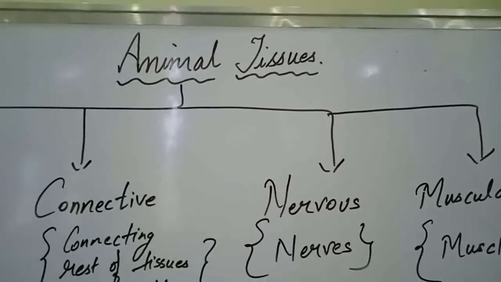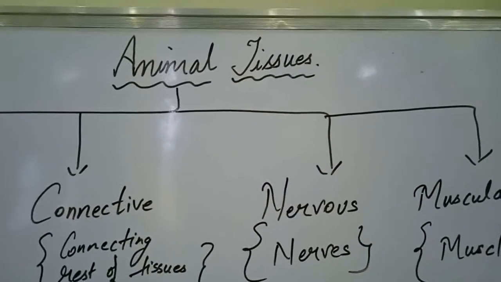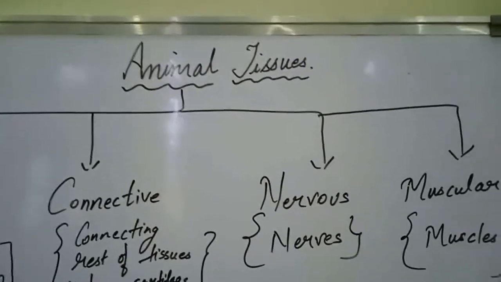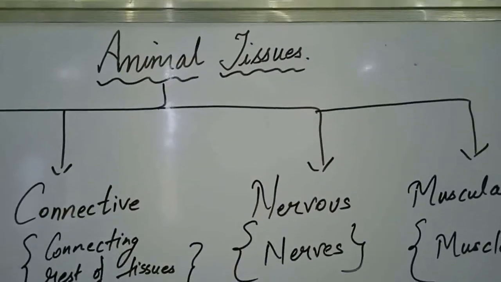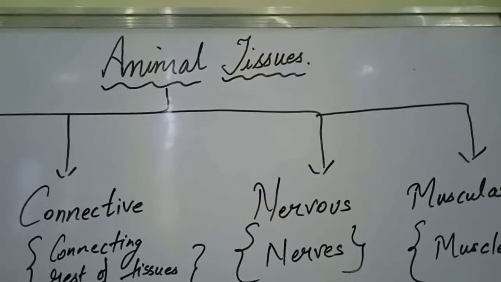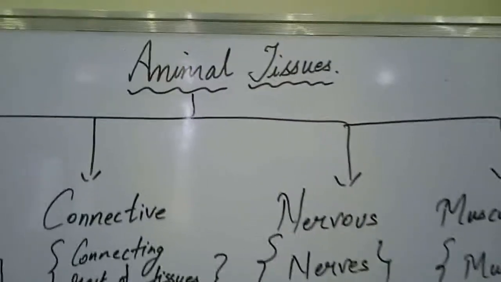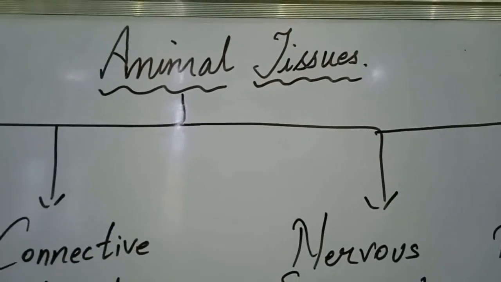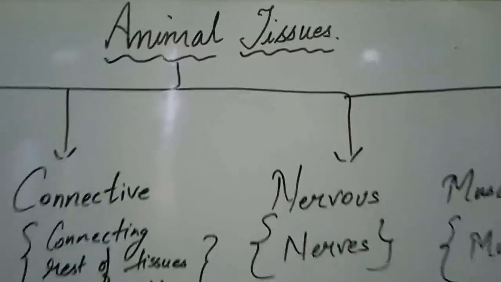Tissues are a group of similar cells that are organized together to perform a similar function. So that is your tissues. We have discussed the different types of plant tissues. Now in this chapter we are going to discuss the different types of animal tissues. So what are the different types of animal tissues?